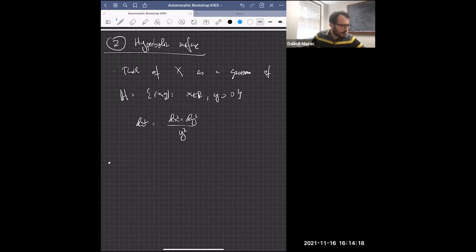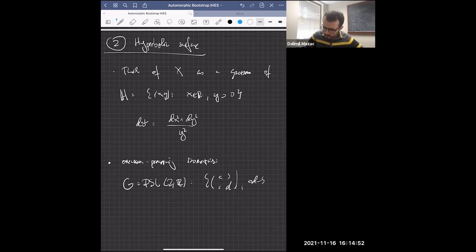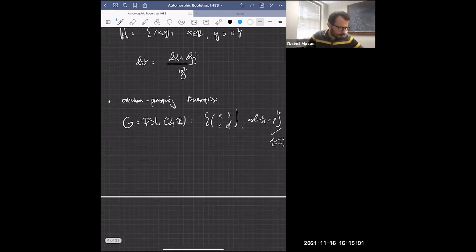And the central role in this talk will be played by the group of orientation preserving isometries of the upper half plane, which is PSL2R. I'll denote it G, and it's PSL2R. So it's the set of 2x2 real matrices with unit determinant, where a, b, c, and d are real, quotiented by the center, which is plus or minus identity. So plus or minus identity acts trivially.